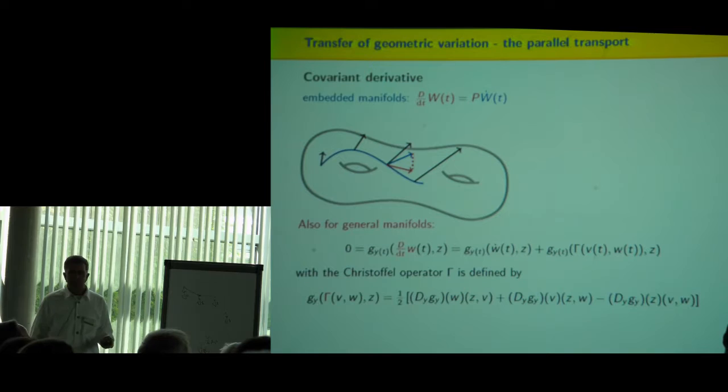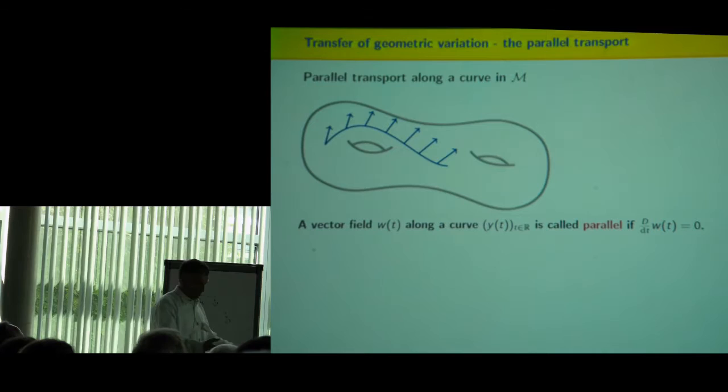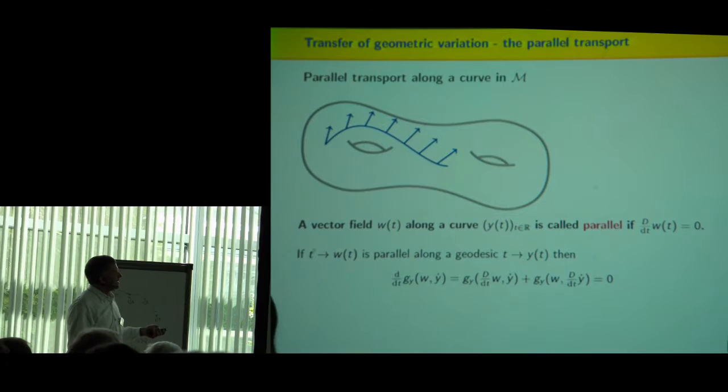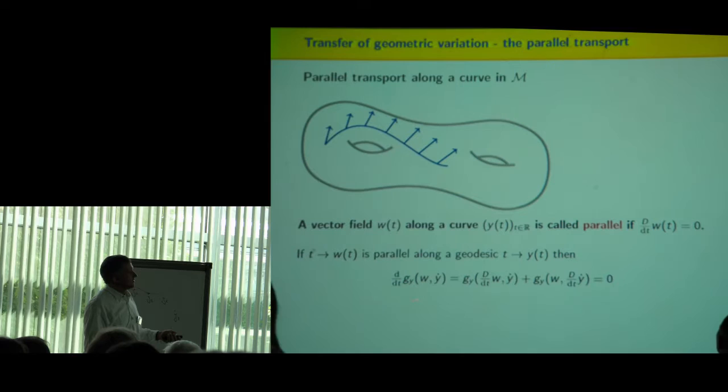So a vector field is called parallel if there is no tangential contribution to the variation of the vector field. And if a W field is parallel along a geodesic, then we can use this Riemann equality, which I'm not explaining here.